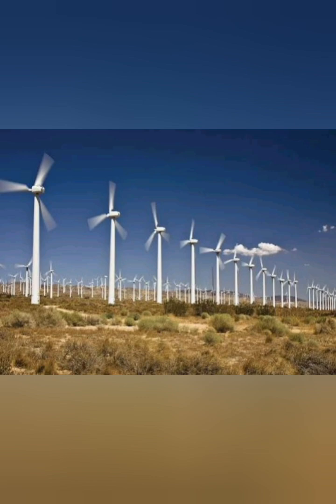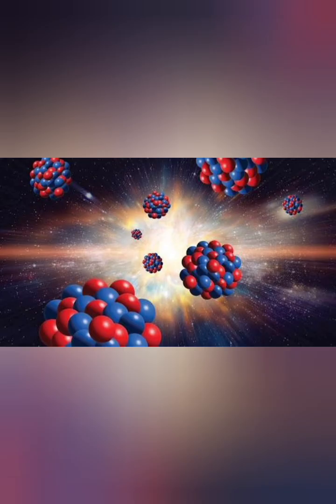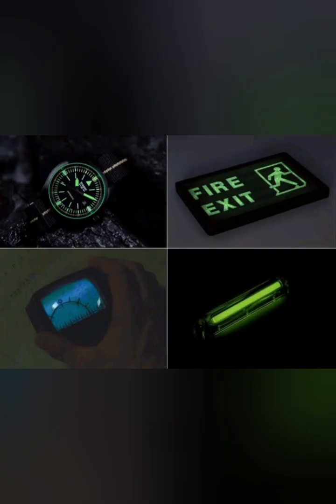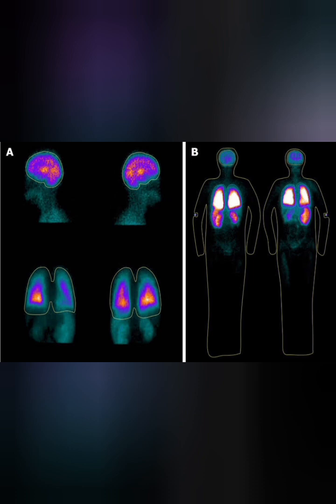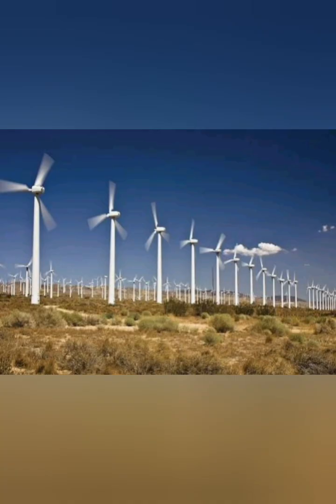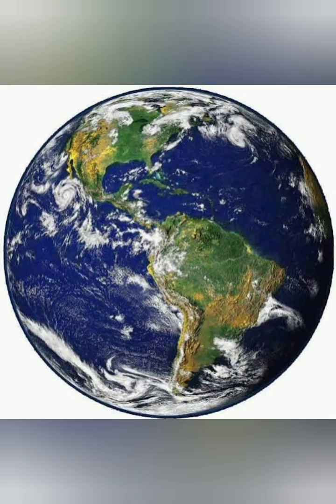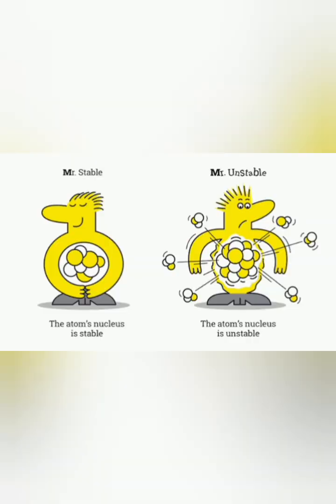Conclusion: isotopes are not just variations of atoms. They are lights that glow without power, eyes that see inside the body, magnets that reveal molecules, clocks that measure history, and engines that power the world. All because of a few extra neutrons inside an atom. The universe is not only around you, it is working quietly inside you.